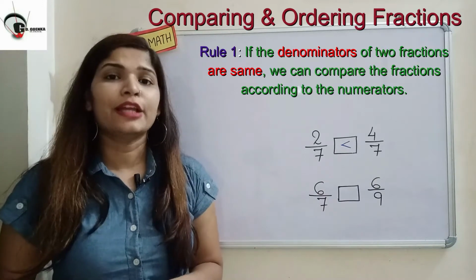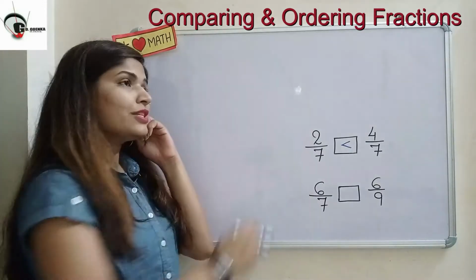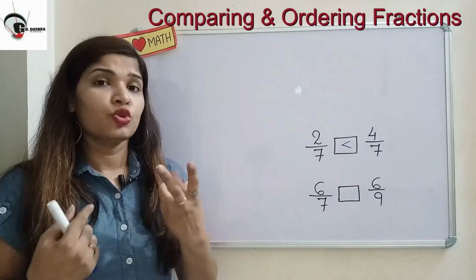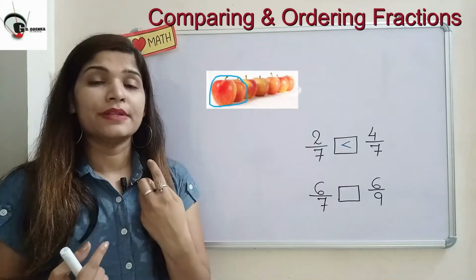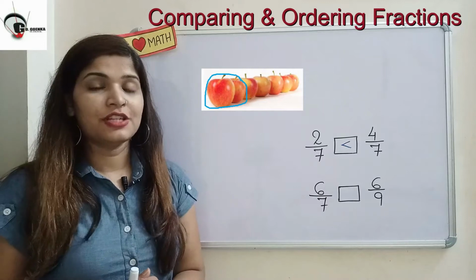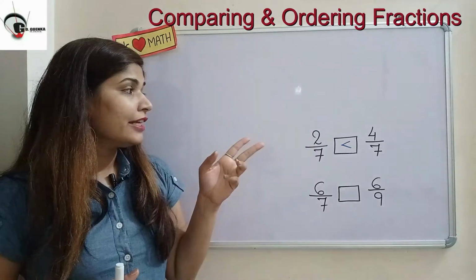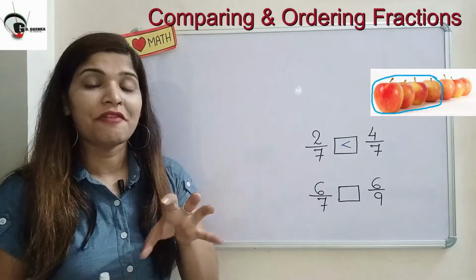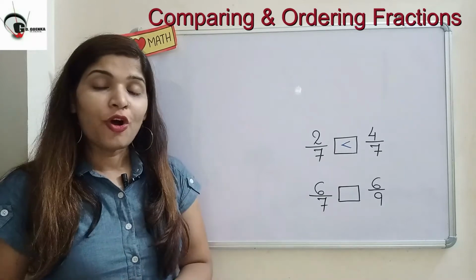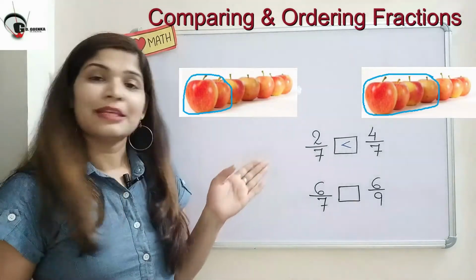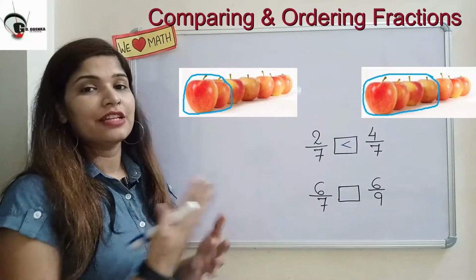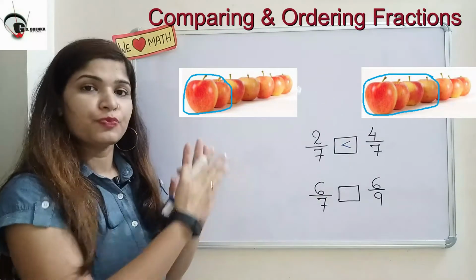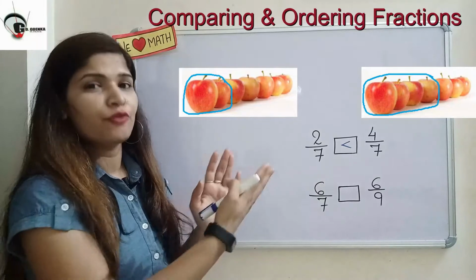Or this can be explained by an example like 2 upon 7. How are we going to represent 2 upon 7? That means if I have 7 apples and I ate 2 apples, that is 2 upon 7. The fraction is 2 upon 7. Similarly, if I have 4 upon 7, that means out of 7 apples, I ate 4 apples. So of course, 4 apples are more than 2. This is simply how we compare. Yes, of course, 2 out of 7 is smaller than 4 out of 7.